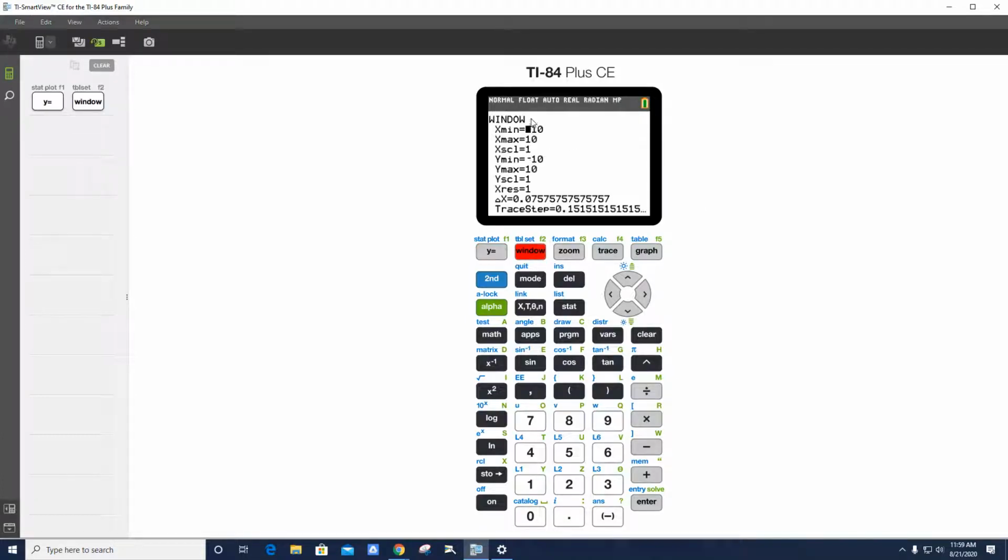Often we start with a window that is just -10 to +10. You can either type that in manually or you can press the zoom button and choose option 6 for ZStandard, and the calculator will automatically set the window from -10 to +10 for you. I can see with this graph, there are 1, 2, 3 zeros.